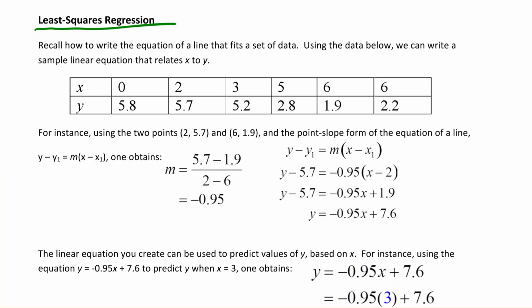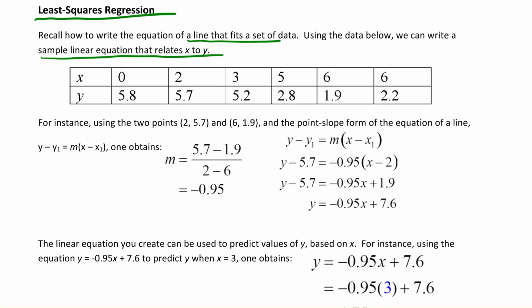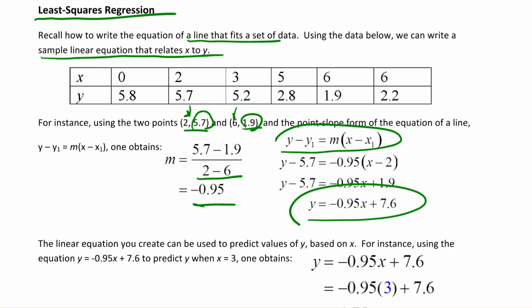Maybe you heard it before. If not, let's review it. Recall how to write the equation of a line that fits a set of data. Using the data below, we can write a sample linear equation that relates x and y. So this is where we use the idea of slope and y-intercept. We find the slope between 2 points, rise over run. I find the distance between y values and the distance between x values, and divide to get a slope. Then I use the slope-intercept form, plug in x1 and y1, and I get this equation. So this equation is a linear equation that contains these 2 points.